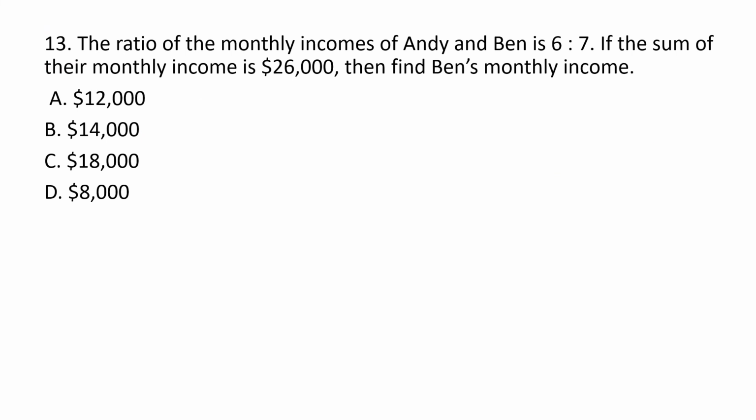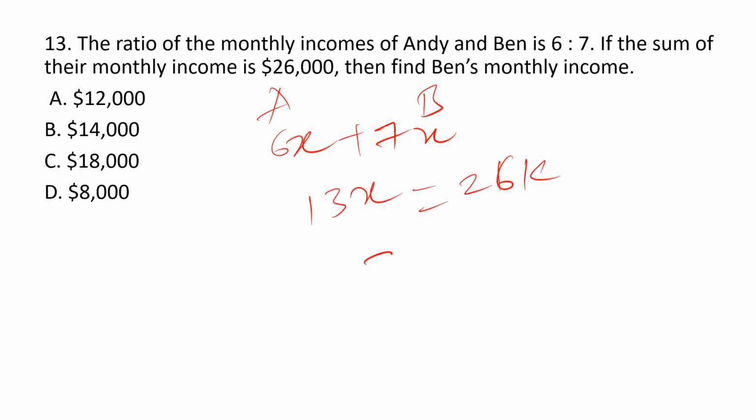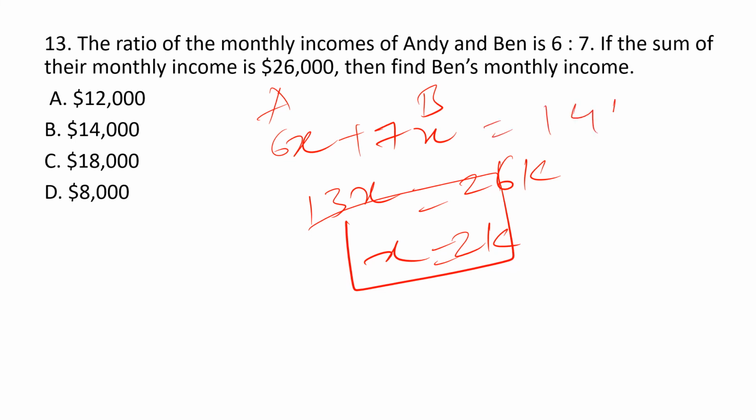And another method will be, let's consider 6x and 7x, the actual income of Andy and the actual income of Ben, and the total income is 26k. We get 6x plus 7x, 13x equals 26k. So for x, I will be getting 2k. The value of x is 2k. So now you can find the salary of A or B. If you want to find B, 7 into x, 7 into 2k equals 14k. These are the 2 methods.